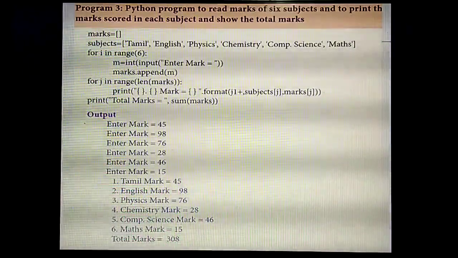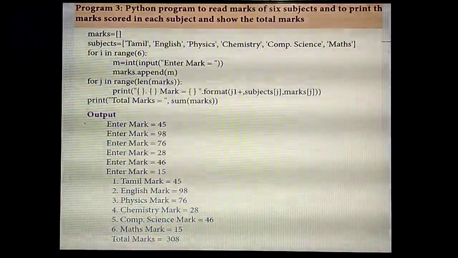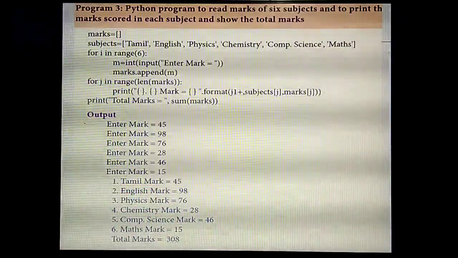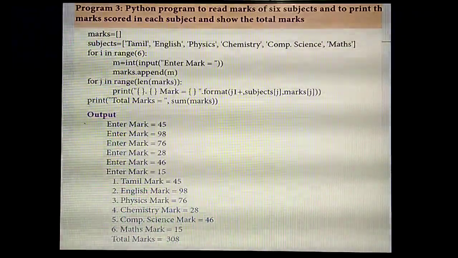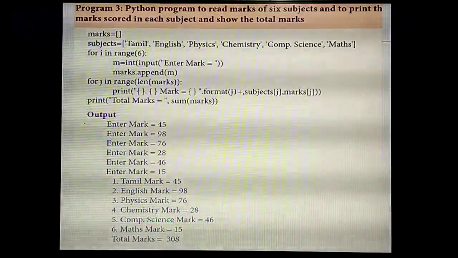Next, you are going to find the total, isn't it? For that, you need to find the length of the mark. So, you are creating another for loop. Inside that, another variable called j in range of, there you were already giving enter the mark 6, but now you are going to find the length of the marks.